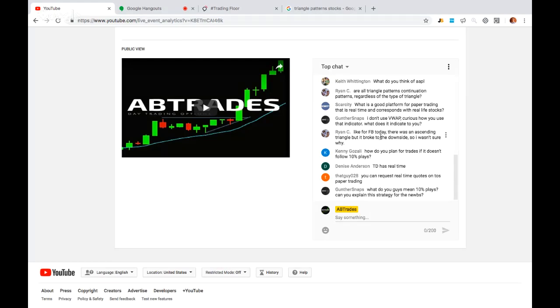I don't use VWAP. Curious how you use that indicator. What does it indicate to you? Well, it's a moving average with volume incorporated. So it's a volume weighted average price. So it's like using an exponential moving average that incorporates volume.